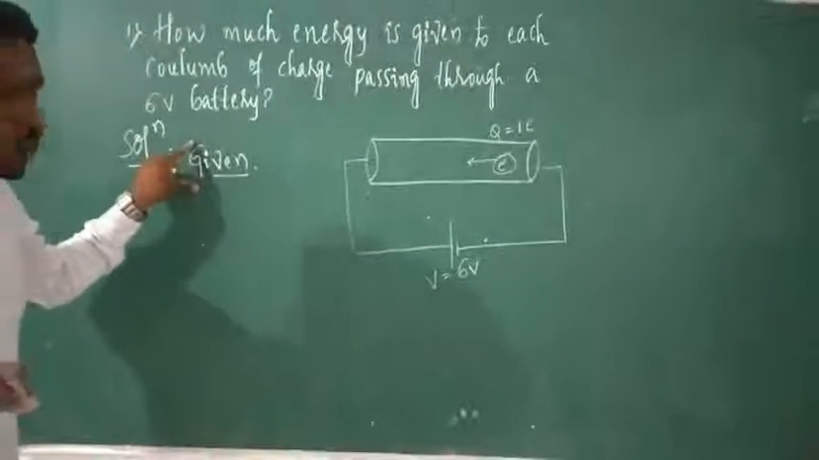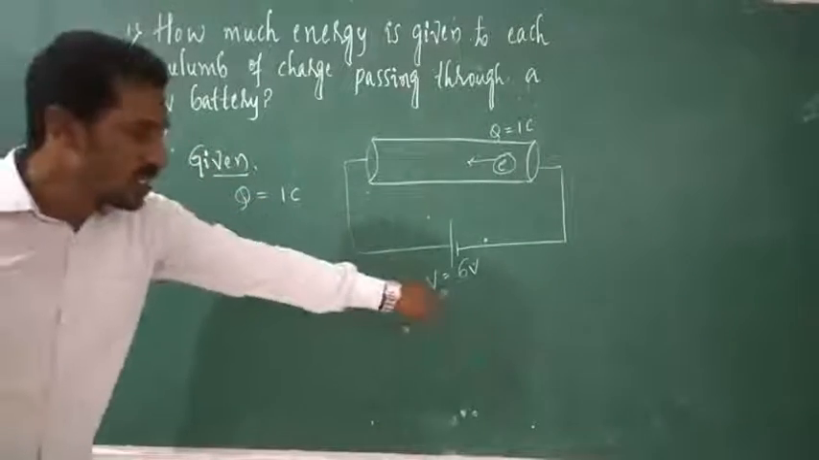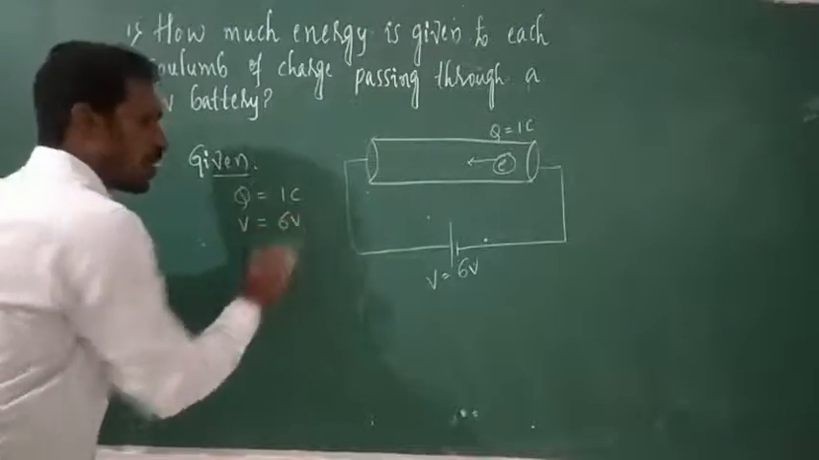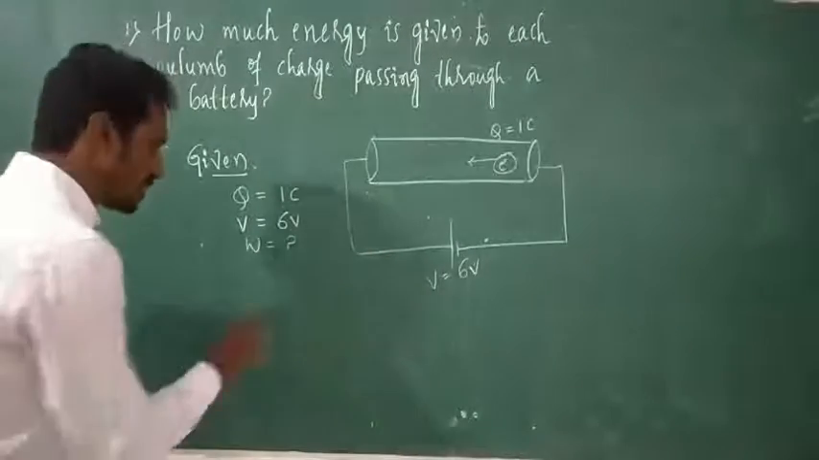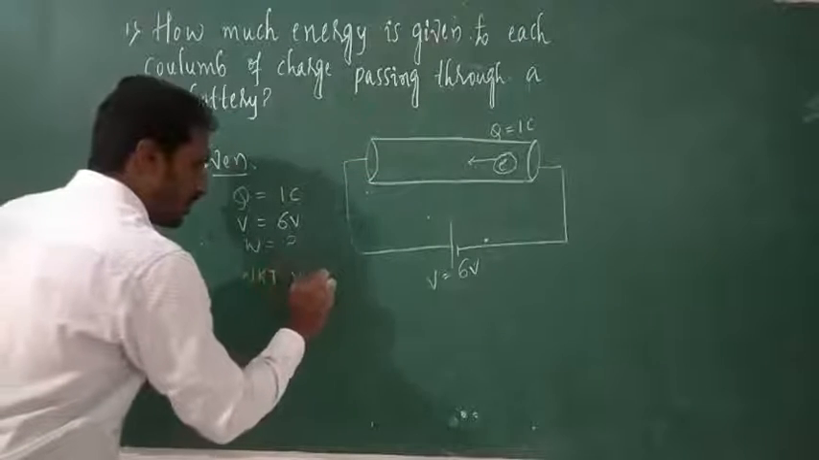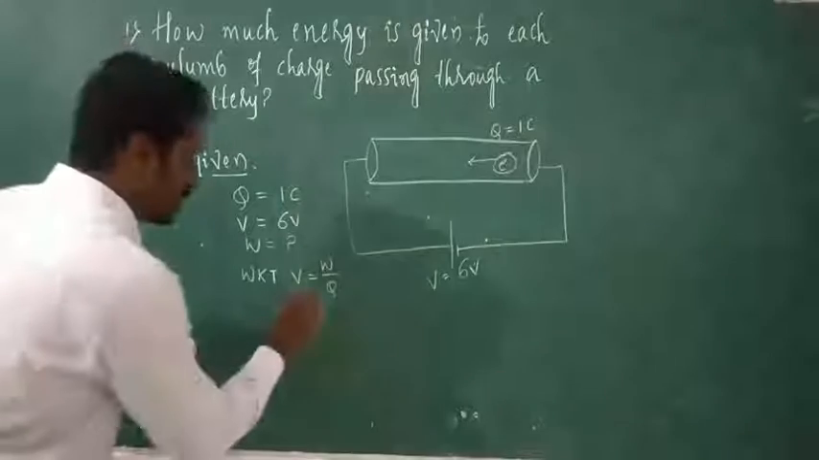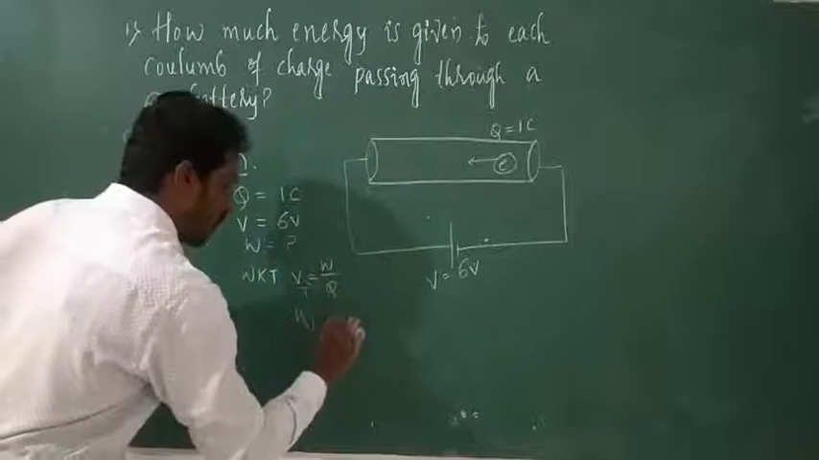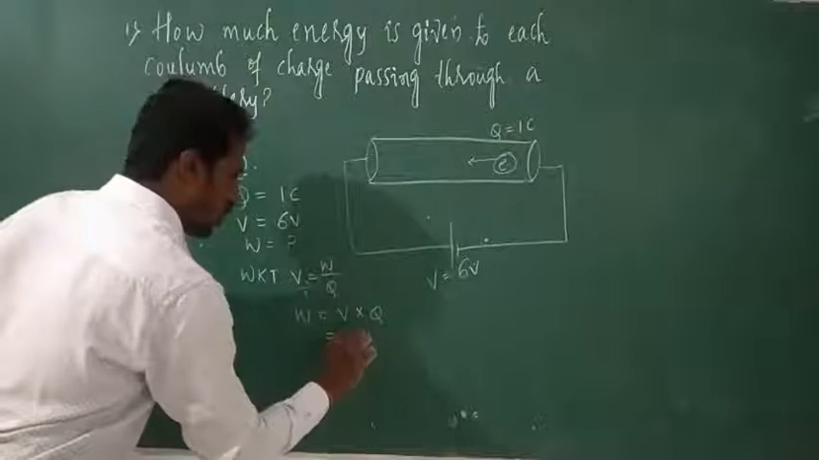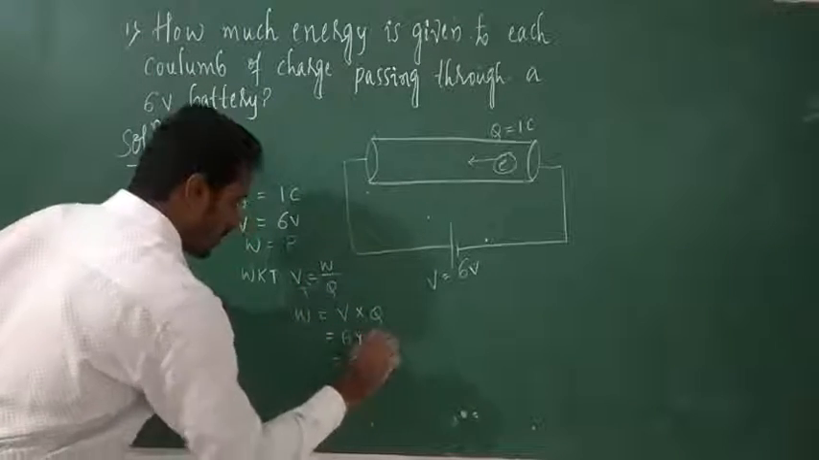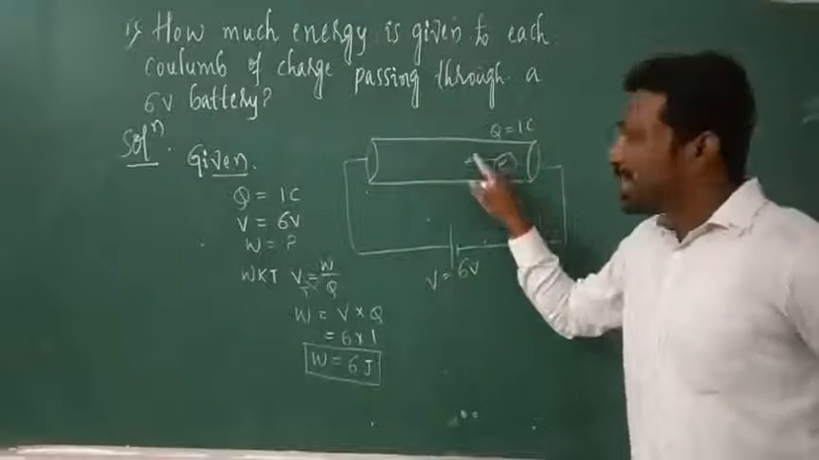Given data: the charge on each charged particle is 1 coulomb, and the potential difference is V equals 6 volt. We have to calculate work done. According to the formula of potential difference, V equals work done by charge, V equals W by Q. Rearranging, W equals V into Q. V is 6, Q is 1, so 6 into 1 is 6 joules. This is the energy carried by each charged particle.